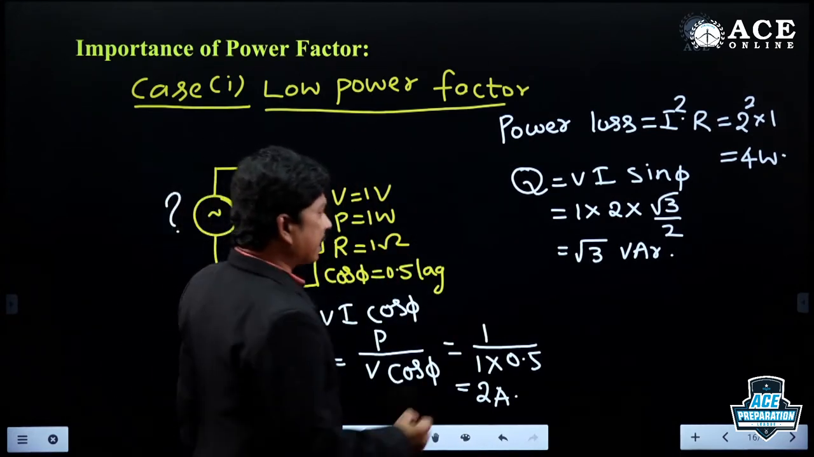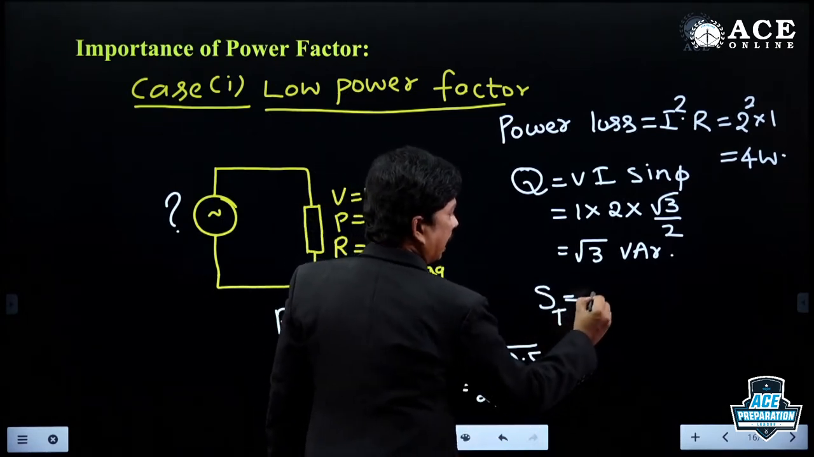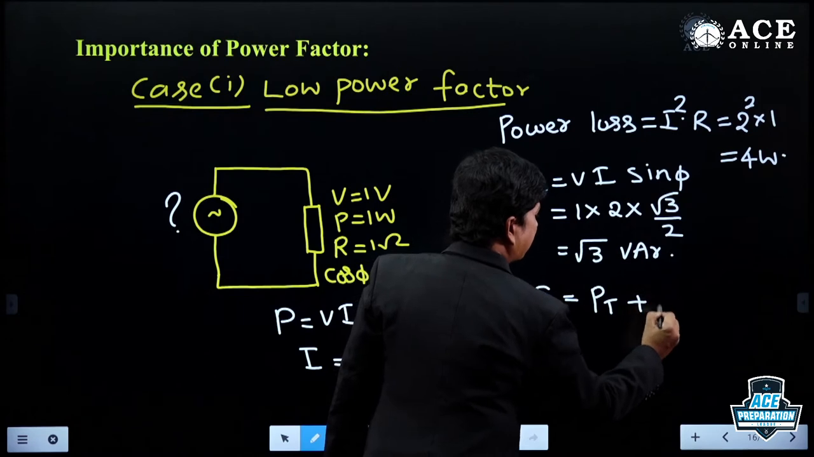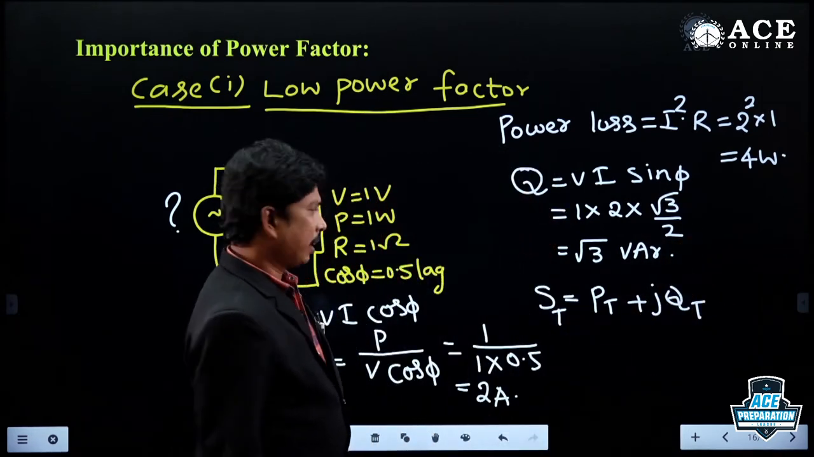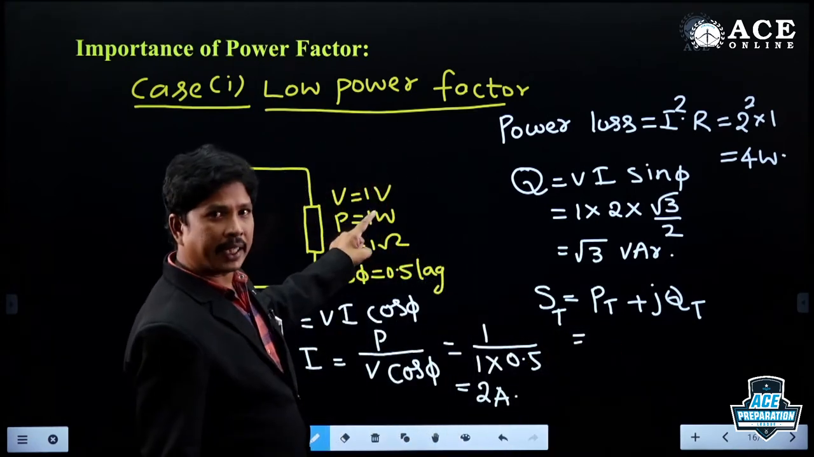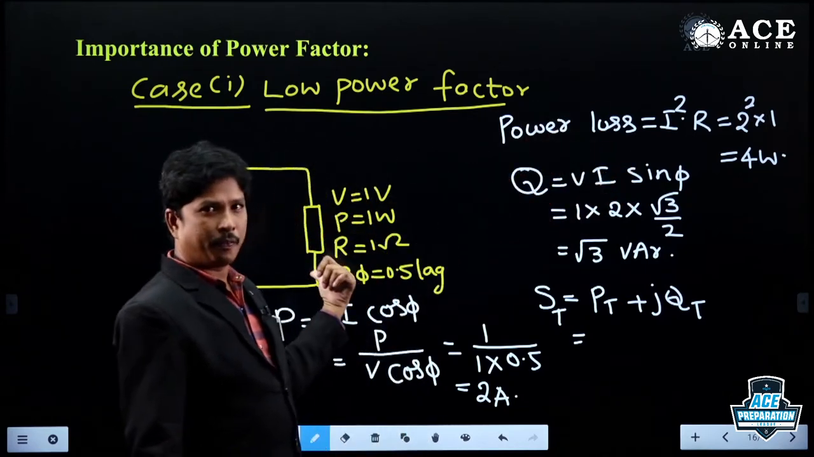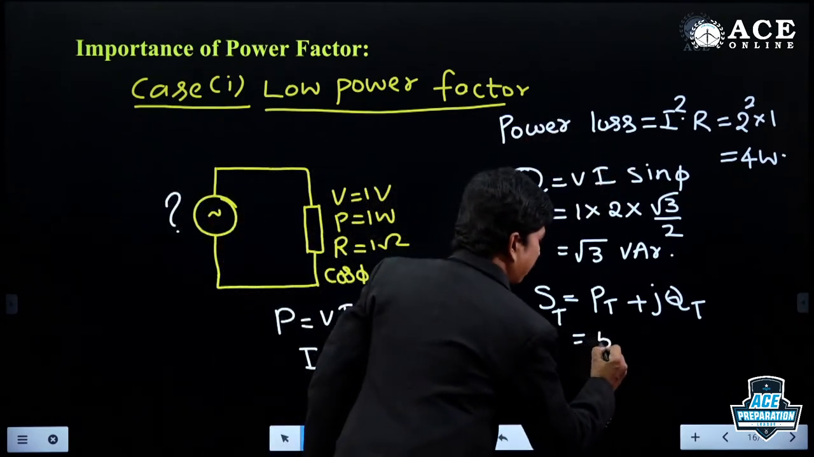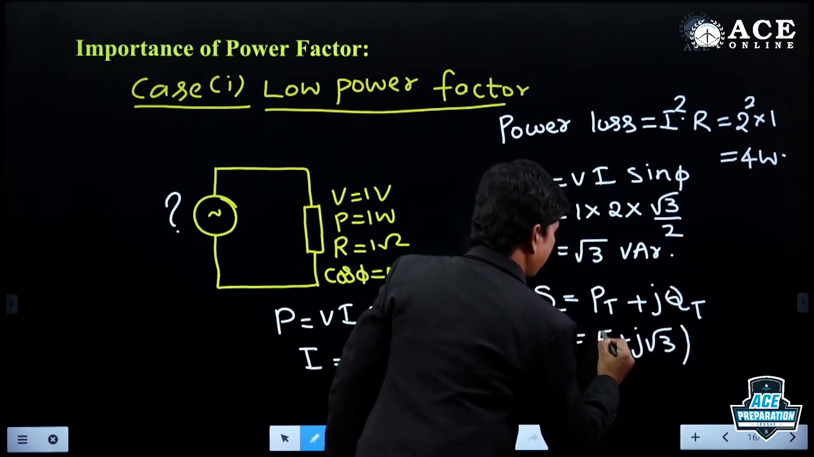Now if you calculate the size of the source, what is the size of the source? The total size is equivalent to total active power plus j times total reactive power. What is the total active power? Power taken by the load and power loss in the system. How much is it? 4 plus 1, 5. So 5 plus j, the reactive power is root 3 volt ampere.